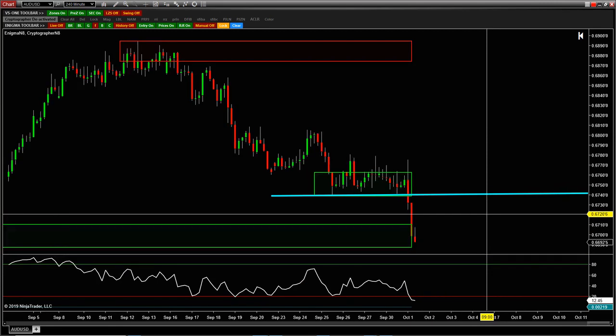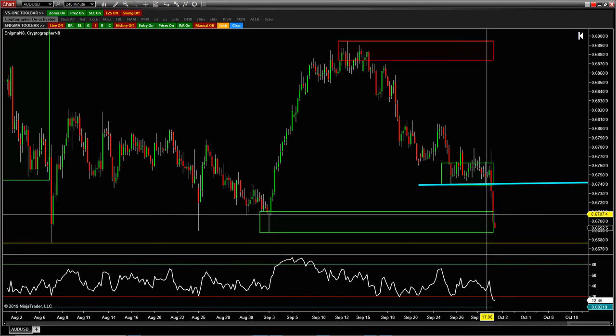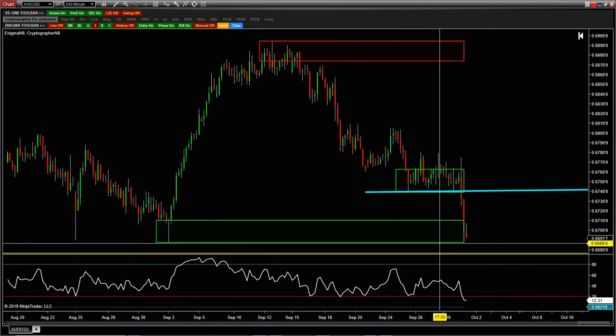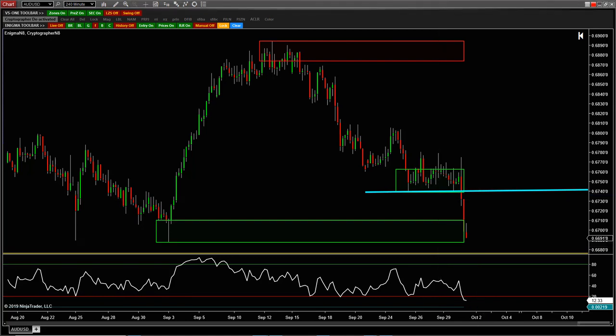We do have news coming out soon as well, Canadian GDP. If we break this level, and it's really this lower level down here, this yellow line, then we flip the script and we start gearing up for short opportunities. Questions on Aussie dollar?